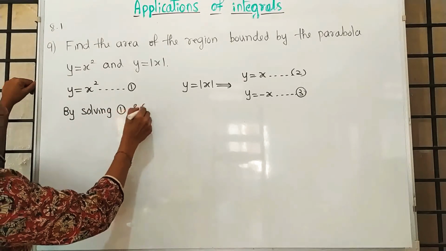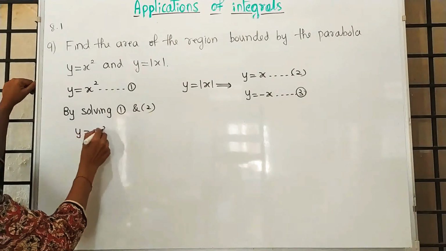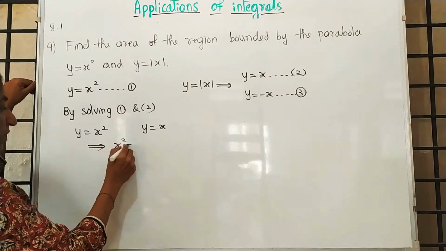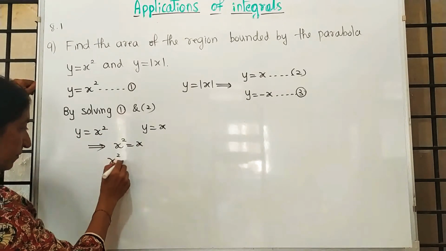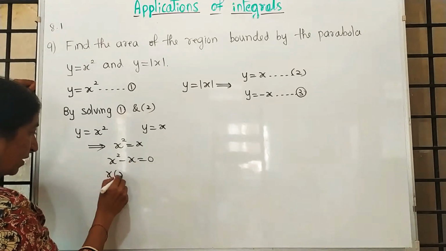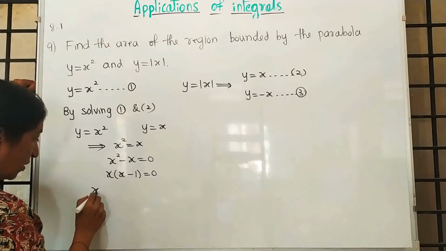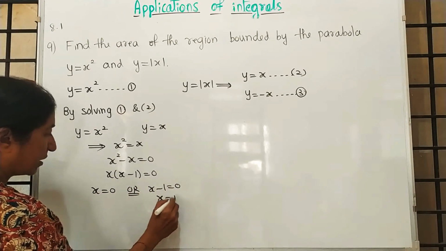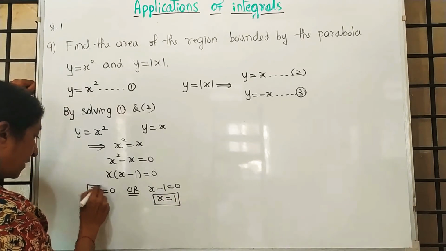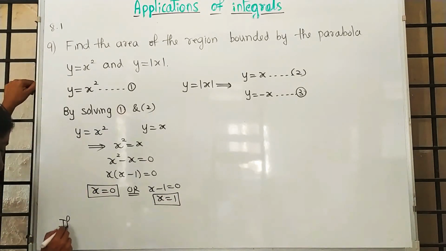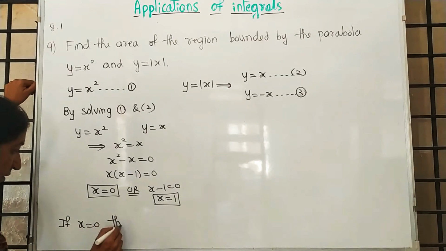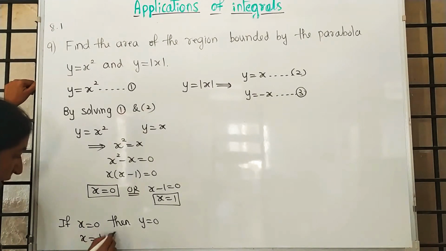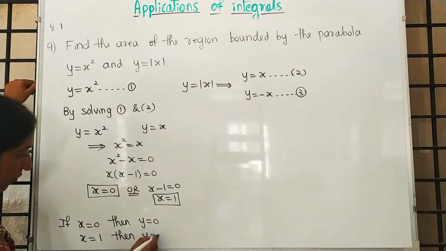1 and 2, y is equal to x square, here y is equal to x. In these two equations their LHS are equal, therefore their RHS are also equal. x square is equal to x, x common, x into x minus 1 is equal to 0, x is equal to 0 or x minus 1 is equal to 0, that is x is equal to 1. Next, if x is equal to 0, then y is also 0 because y is equal to x. If x is 1, then y is equal to 1.